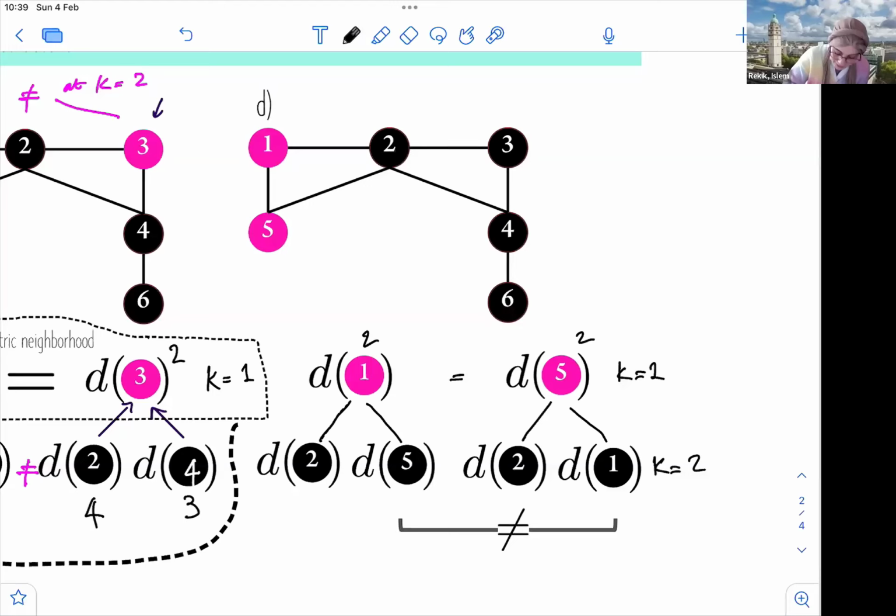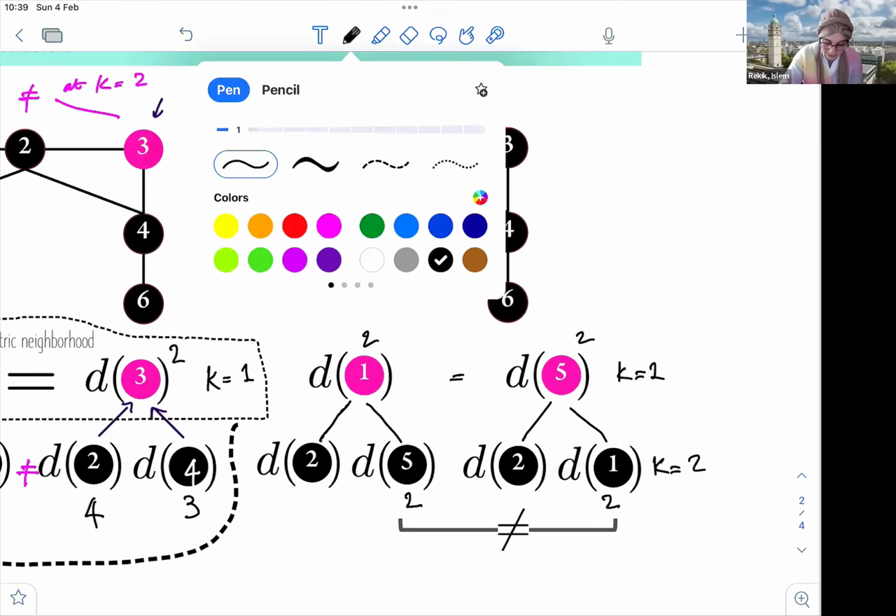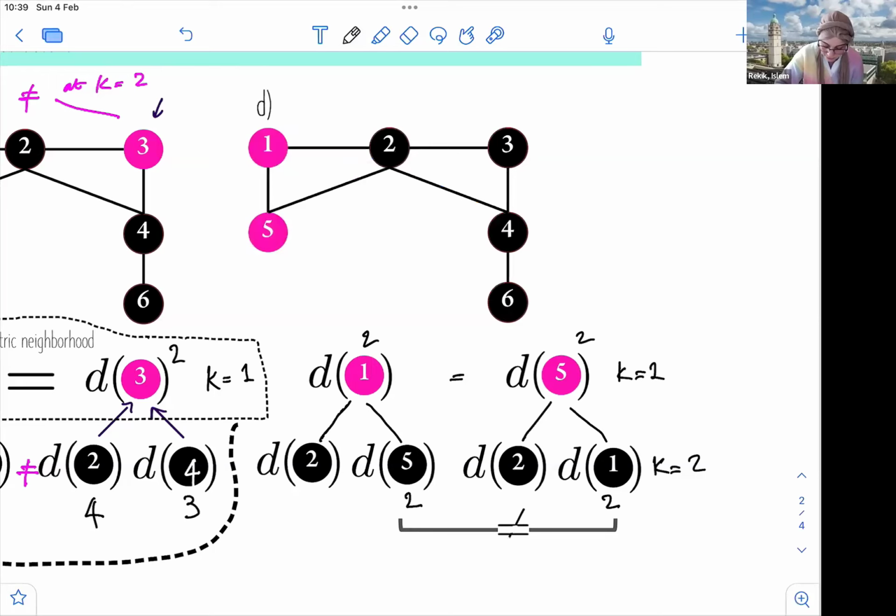So here basically, what is the degree of 5? 5 has 2 nodes, right? And then the degree of 1 is actually 2. So they are identical. So here, these are also identical. So I'm going to fix this also. So here we go. Very easy.